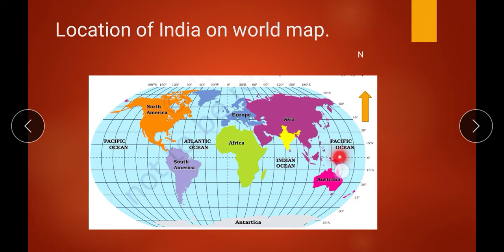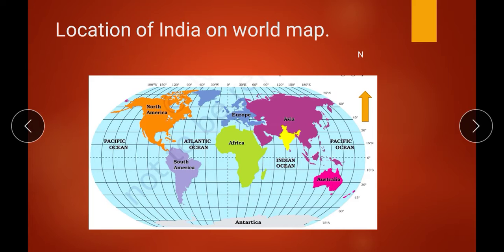This is 0 degree latitude, and this 0 degree latitude is also known as the equator line, and the equator line divides the world almost into two equal parts. First part this one and second part this one. This is known as the northern hemisphere and this lower part is known as the southern hemisphere. Understand? So in terms of latitude, India lies entirely in the northern hemisphere, on the basis of the equator line.